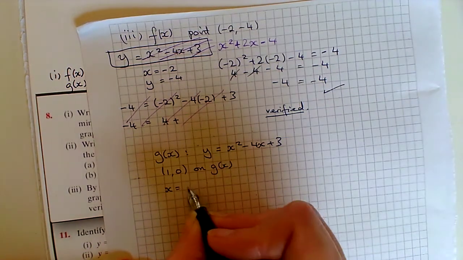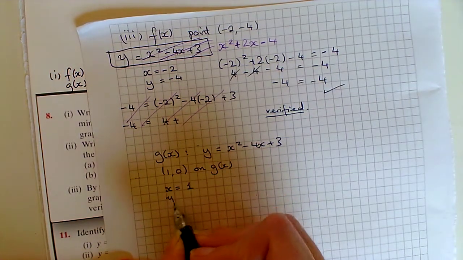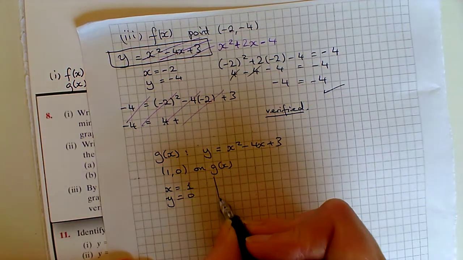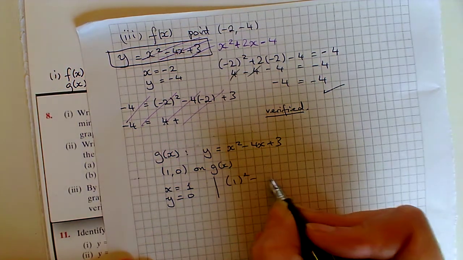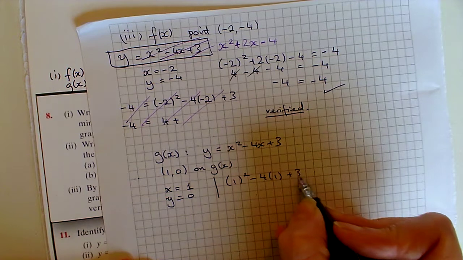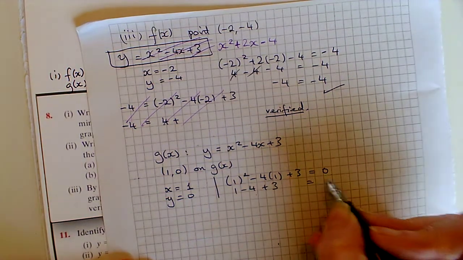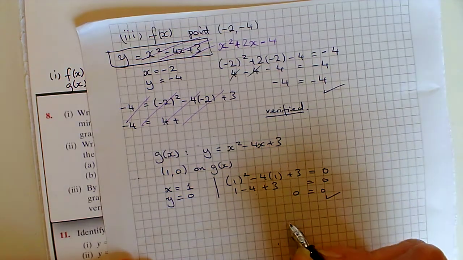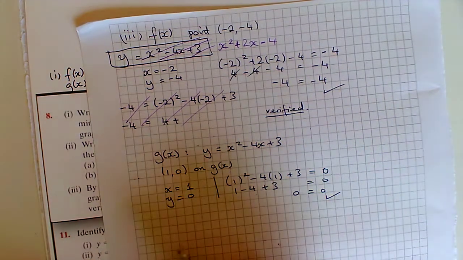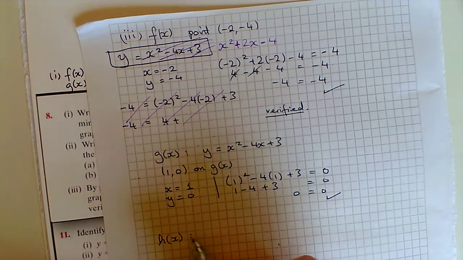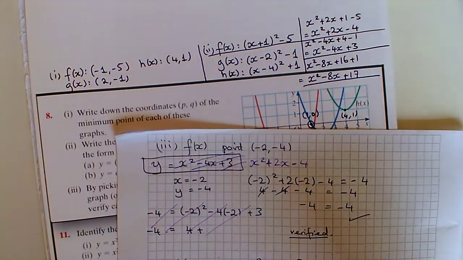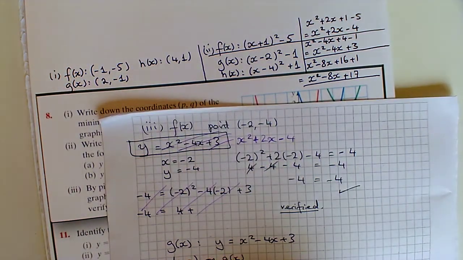So if I fill in x equal to 1, I should get y equals 0. And let's find out if I do. 1 squared minus 4 by 1 plus 3 equal to 0. 1 take 4 plus 3. Yes, that's equal to 0. So that one's verified.